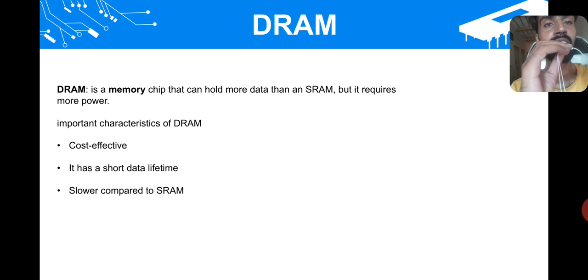DRAM is a memory chip that can hold more data than SRAM, but it requires more power. Important characteristics of DRAM: cost effective, short data lifetime, slower compared to SRAM.